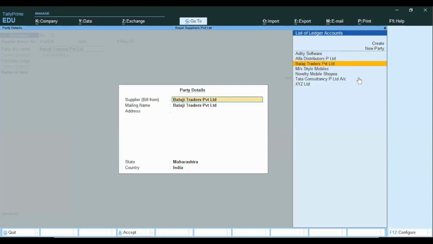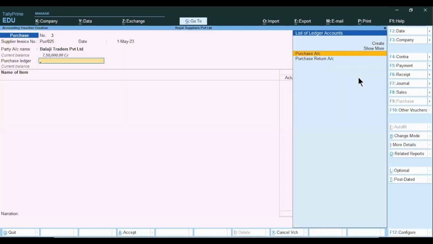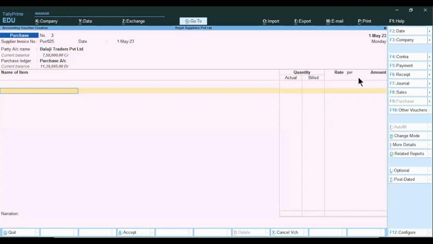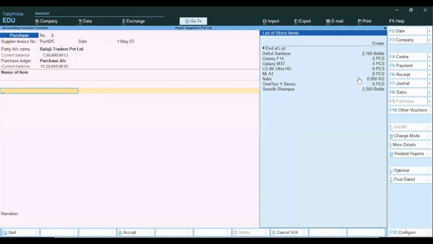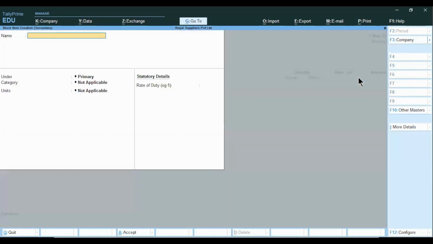Here also you can accept whatever the party details are available, or you can change them for this particular entry. So I am pressing Control A. Purchase ledger will be purchase account. Now what we have purchased, Lux soap. We don't have this item in the list. How to create? Either go to the create button or press Alt C from the keyboard.